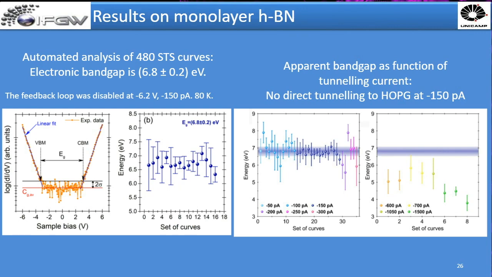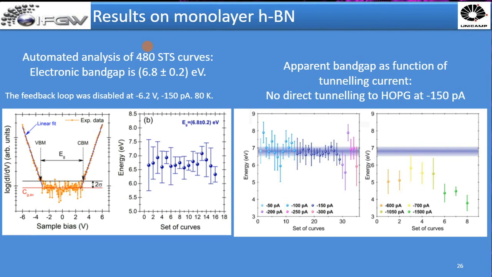carefully, and we had the assistance that the HBN provides very beautiful looking STS curves in which it's very clear to see the conduction band minimum and the valence band maximum, so they're beautifully shown. And we have very good statistics. So we studied like 480 STS curves.